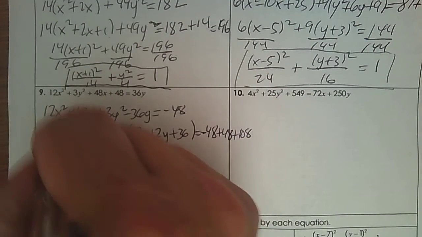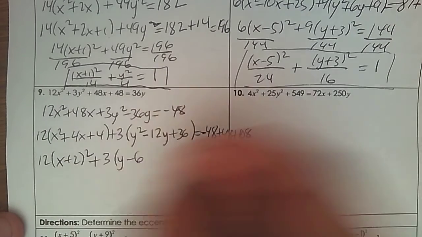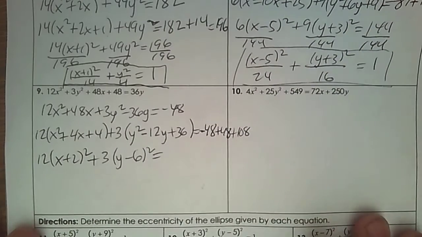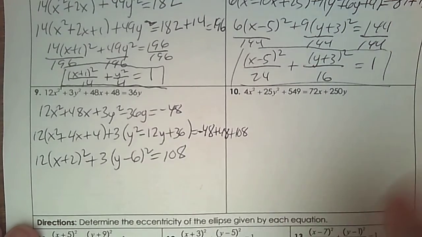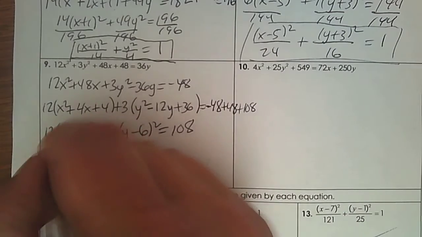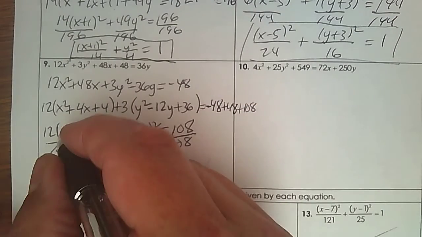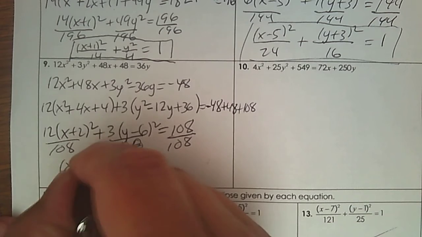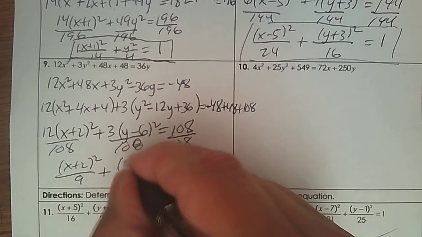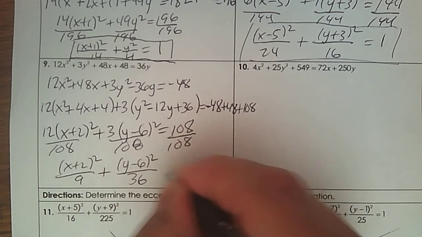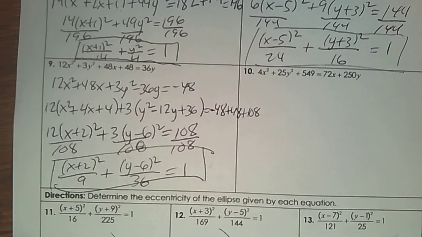So if I put this together, factor it. And then combine. So negative 48 and 48, 0. I'm just left with 108. Now the easy part, divide everything by 108 and simplify. So 12 divided by 108, that's 9. 3 divided by 108 is 36. And that's equal to 1. Last one. We're almost there. Number 10.